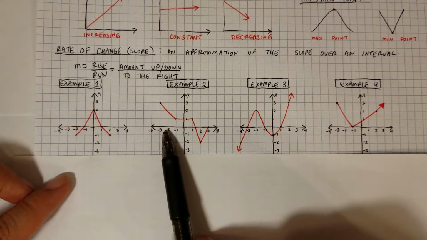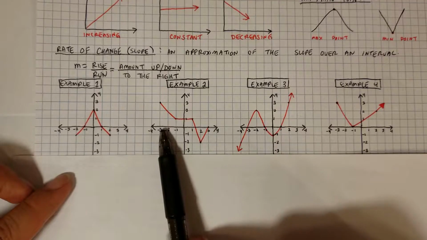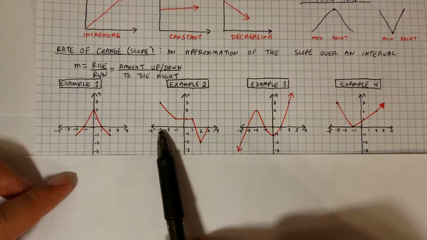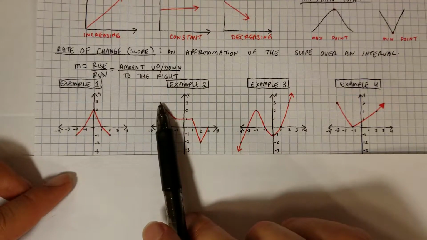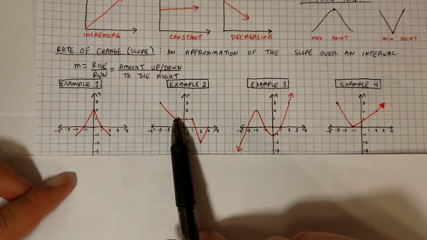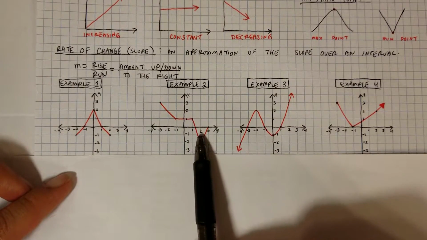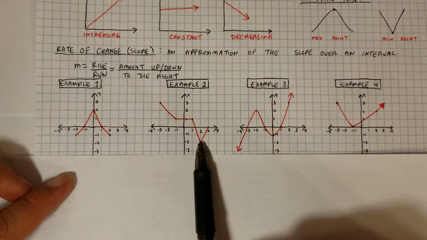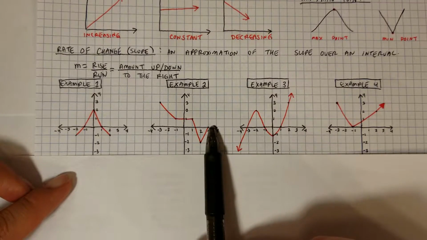Okay, example 2. This guy starts at -3 on the x-axis. Again, domain, right? The x-axis, never the y. So we start at -3. This guy starts up here. It goes down, it stays flat or constant, and then it goes down some more. And then here at this value, it starts going up.